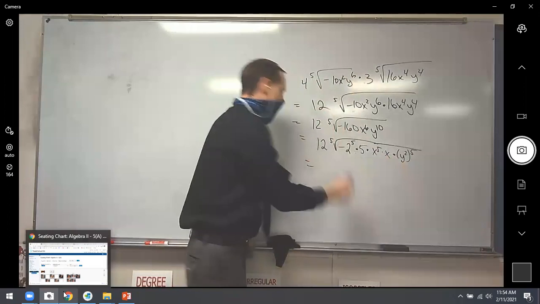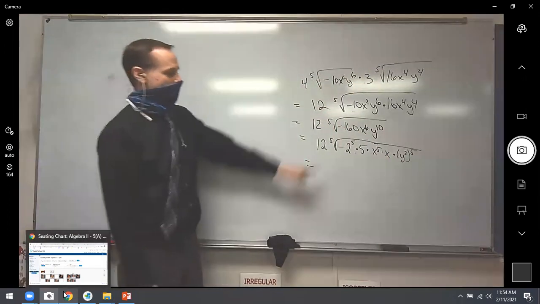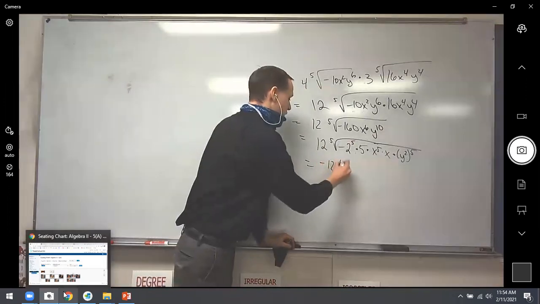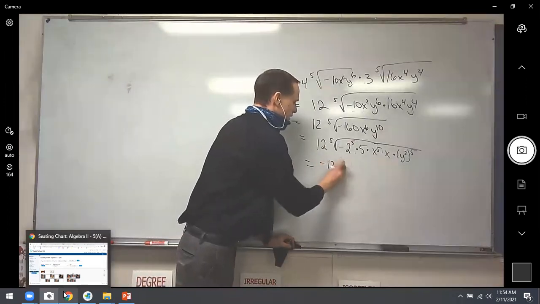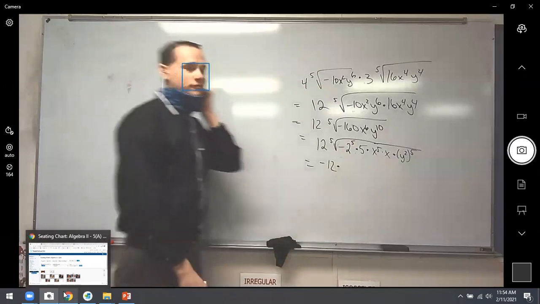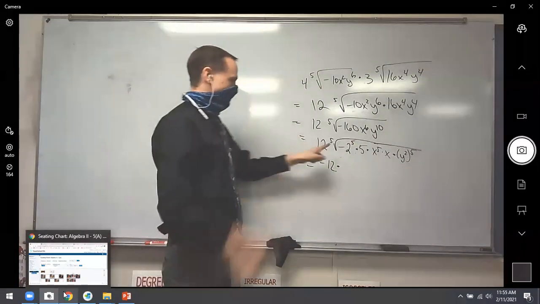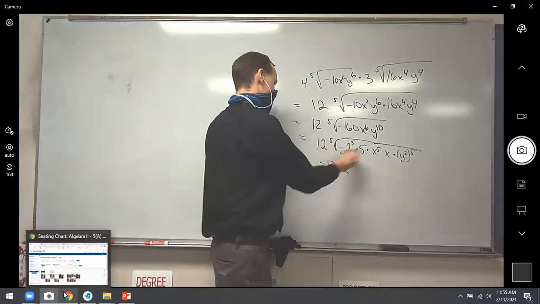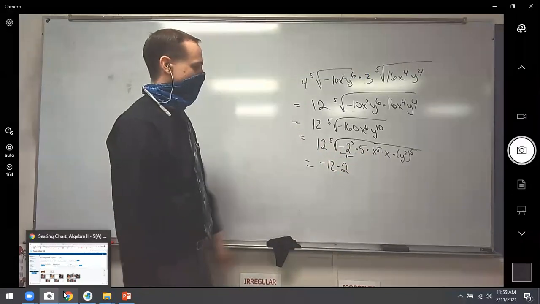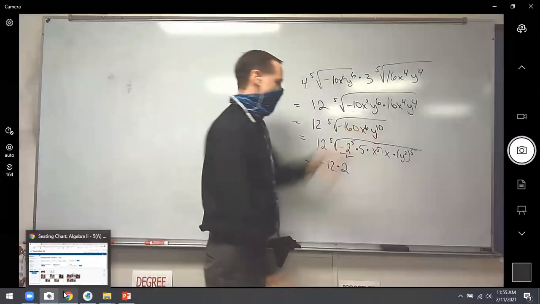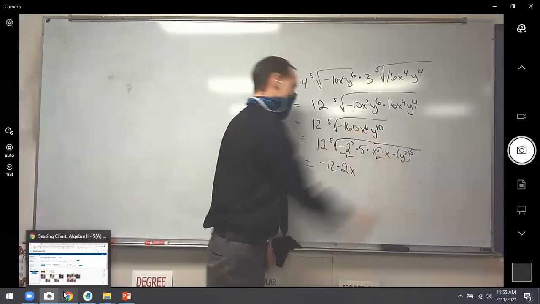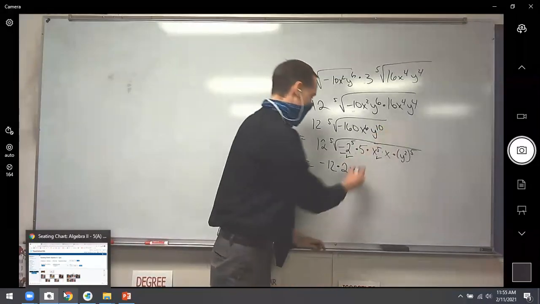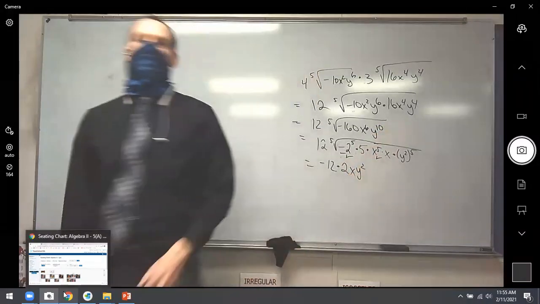As mentioned earlier in the lesson, if you have an odd root of a negative, it's just a negative, so there's going to be a negative 12. Let's see what else we can take care of. Took care of the negative. Well, the fifth root of 2 to the fifth is just 2, right? That's done. The fifth root of x to the fifth is just x. And the fifth root of y squared to the fifth is just y squared.